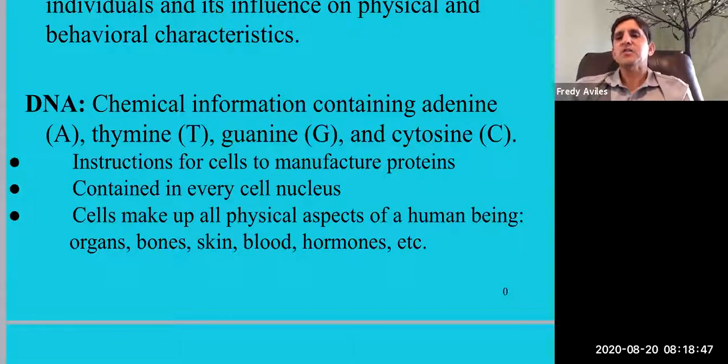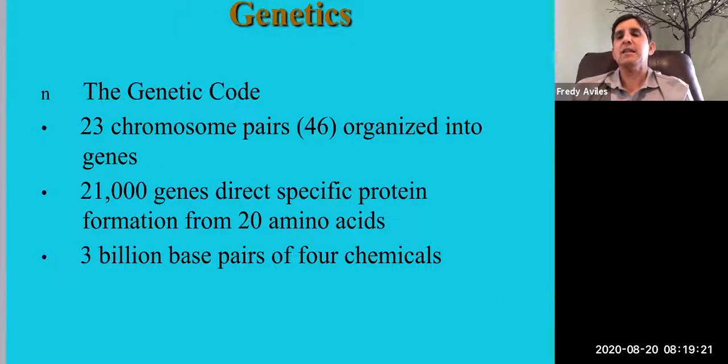Okay, so DNA is found in every cell nucleus, and so it's found in every cell, and cells make up everything about a human being. Cells make up all living things. All living things are made of cells, whether you're talking about a human being or an animal or a plant. And cells make up everything about living things: your organs, your bones, your skin, your blood, everything. Your hair, your nails, it's all made of cells. And cells have DNA. And DNA is basically the instructions for making that living thing.